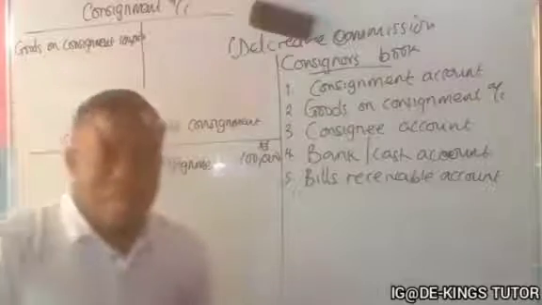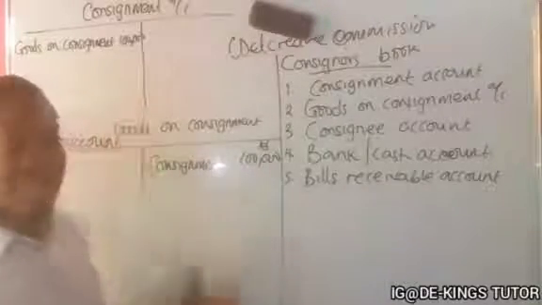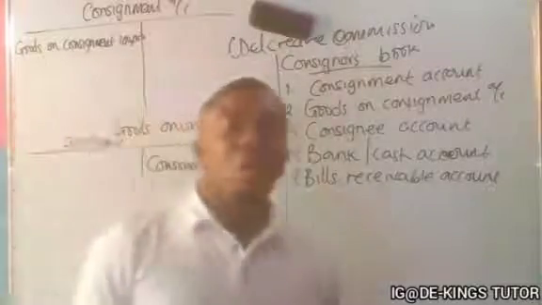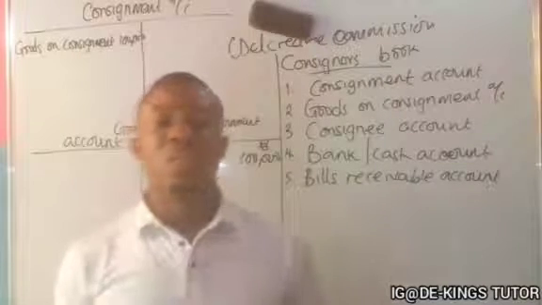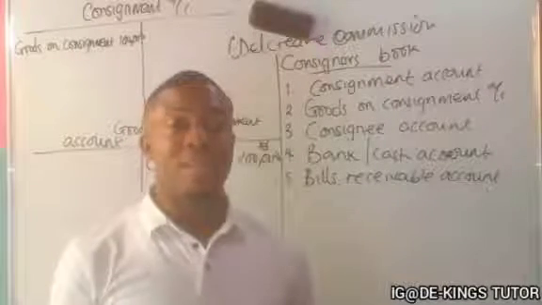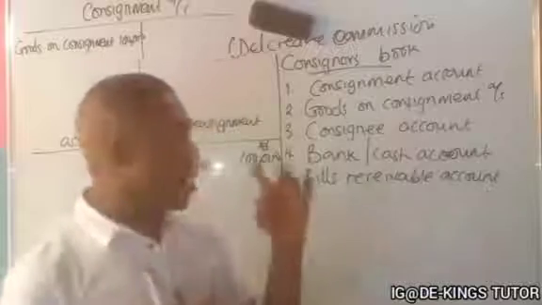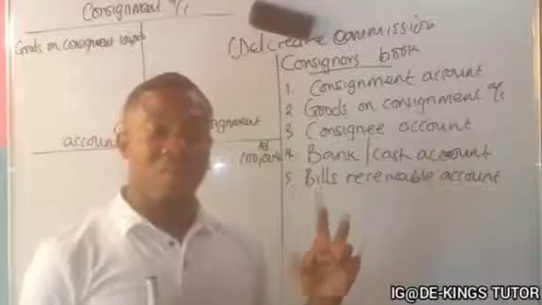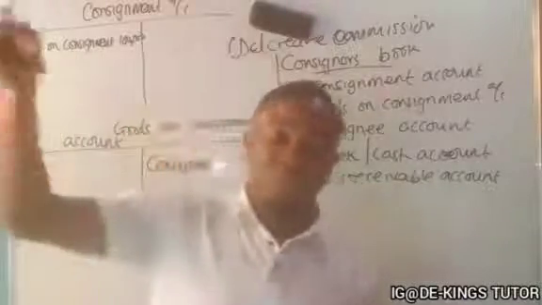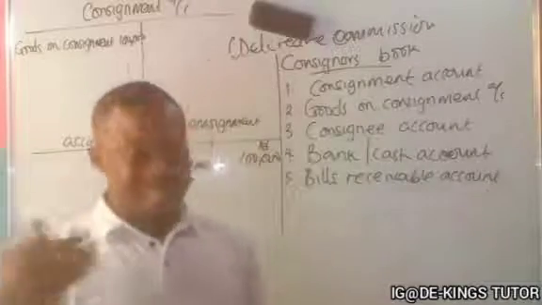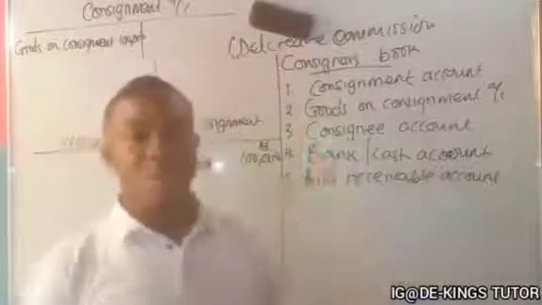Now, that is when he sends the goods. When he sends the goods, he might also pay some expenses. Remember when we talked about the pro forma invoice, that no charge will be made to the recipient. So in sending the goods, the consignor might incur some expenses.